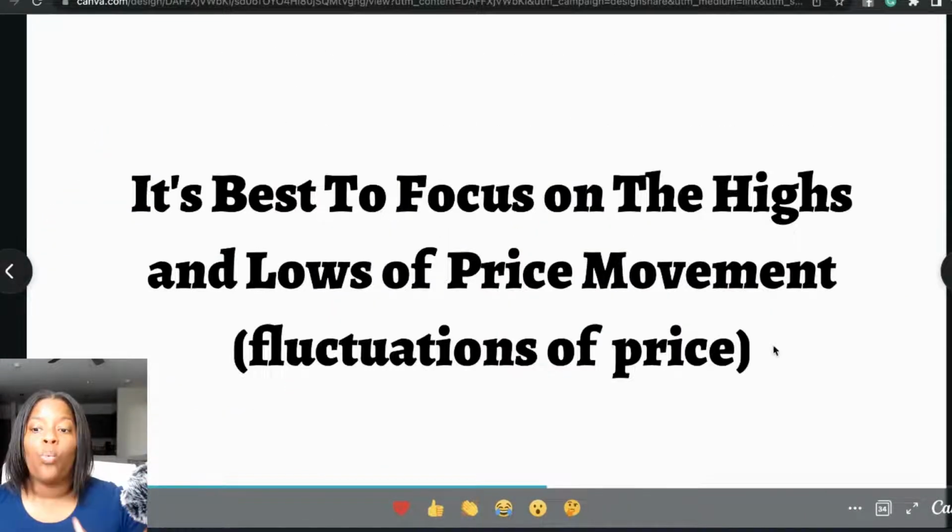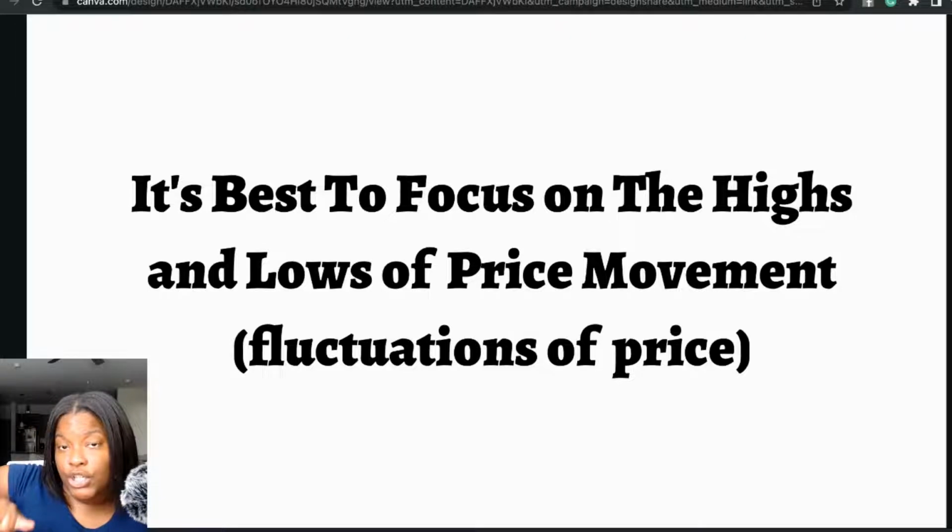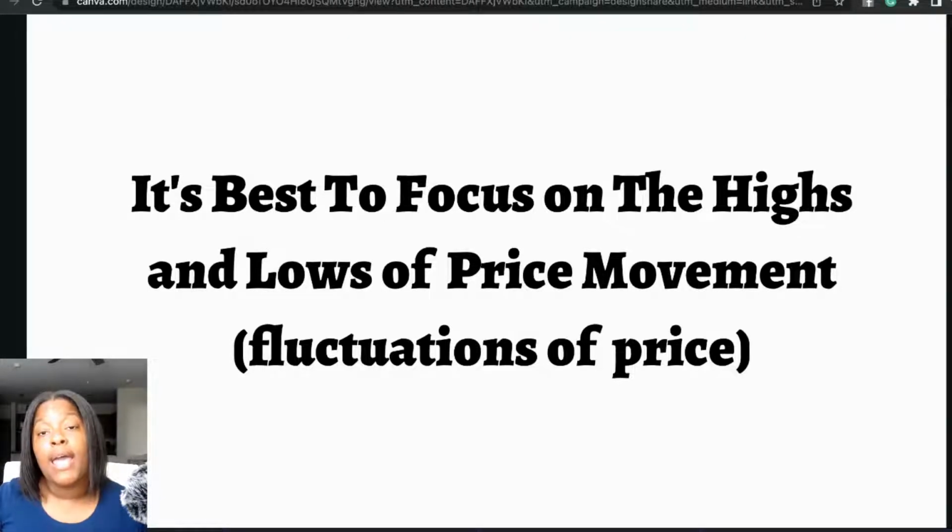Now, one thing I will say, one of the best tips I can give you when it comes to your candlesticks is it's best to focus on the highs and the lows of price movement. Remember those fluctuations that I'm talking about, as the candlesticks go up as a whole and then they start to go down.